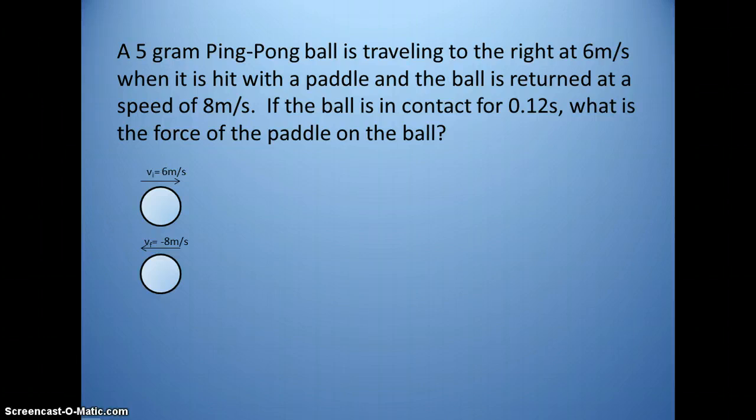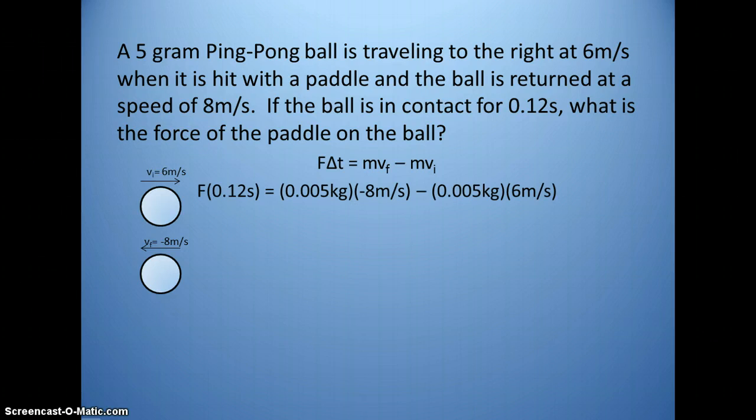Now the math is pretty straightforward. We have our new math rep, F delta t equals mv final minus mv initial. And when we substitute in all our numbers, the only thing we don't know is the force. So solving for force, we get negative 0.58 newtons. This is pretty straightforward, and it should make sense that the force is to the left because the ping pong ball is traveling to the right and is then hit to the left, so it makes sense to get a negative force.